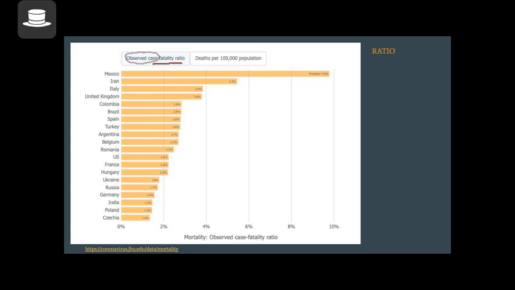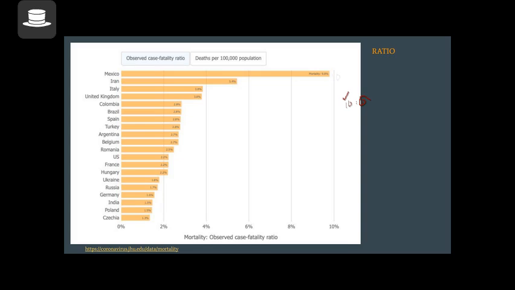If you look at this, this is a mortality rate, the observed case fatality ratio, and it is almost, let's say, 10. What it means is that for every 100 observed COVID-19 cases, there are 10 people who are dying. Or you can also think of it as 10 to 1: for every 10 observed cases, there is one death. Does it make sense? Okay.